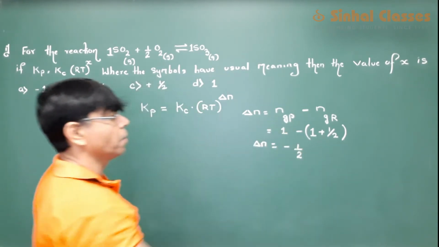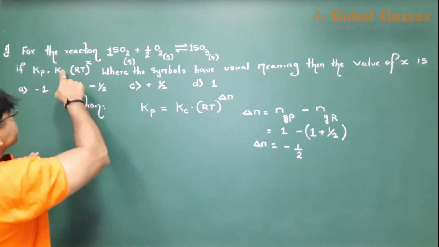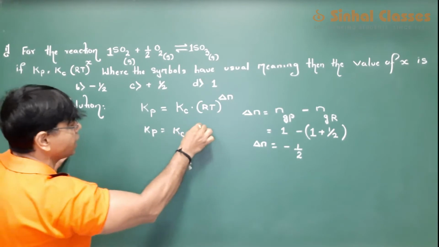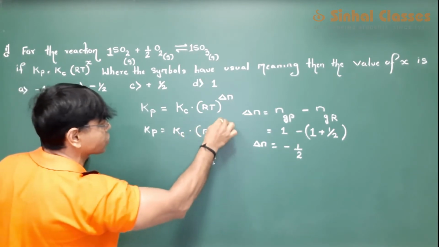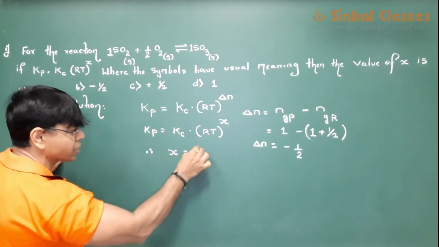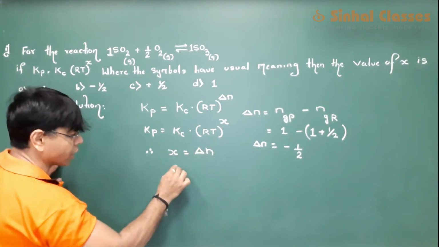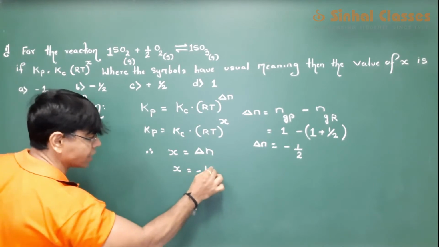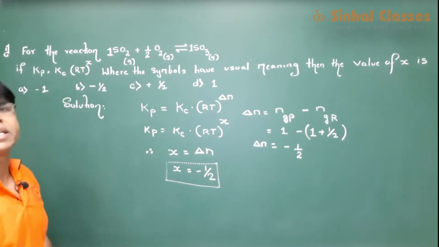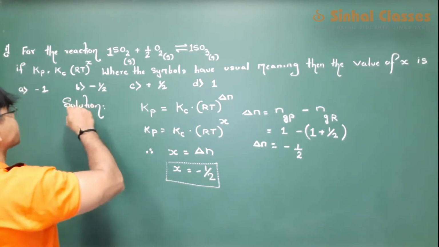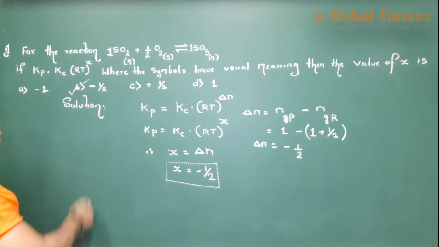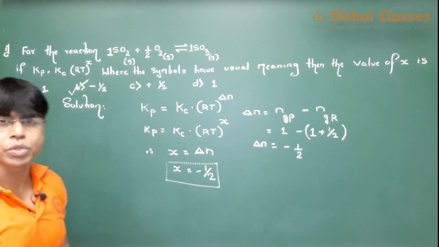Delta N is -half. What is given to you? Kp is equal to Kc into RT raised to X. Therefore, X is nothing else but delta N. And what is the delta N value? -half. So your answer for X is -half. That is, answer is B. Answer is B for your question.